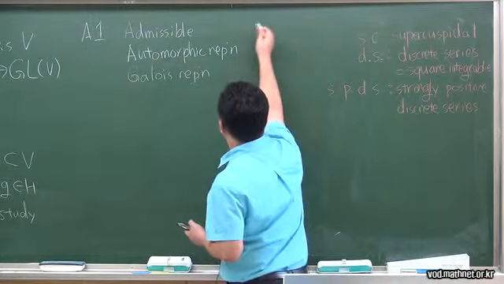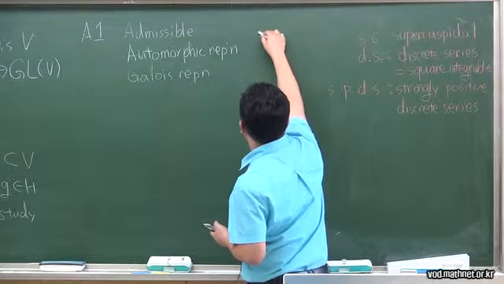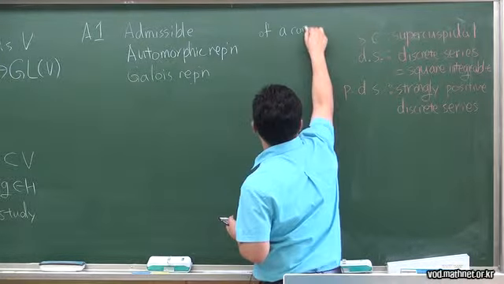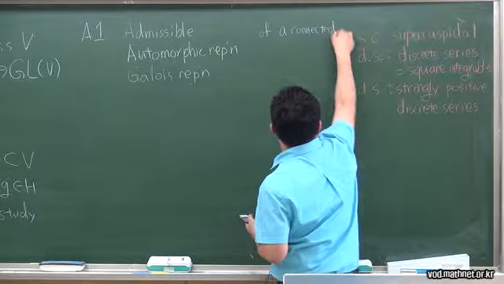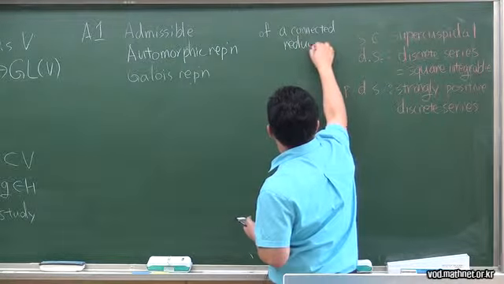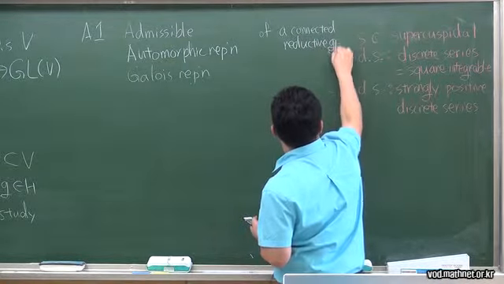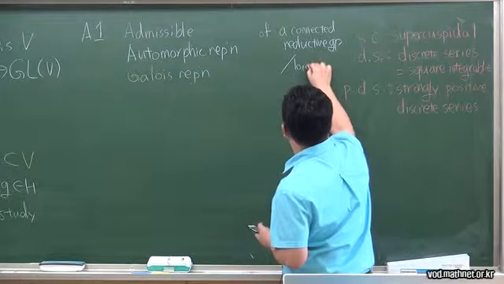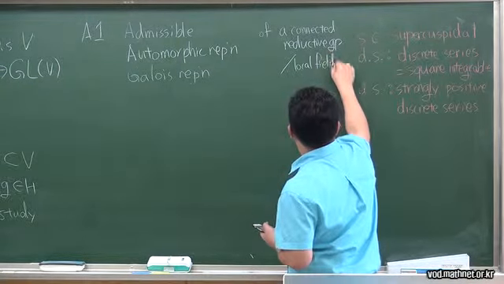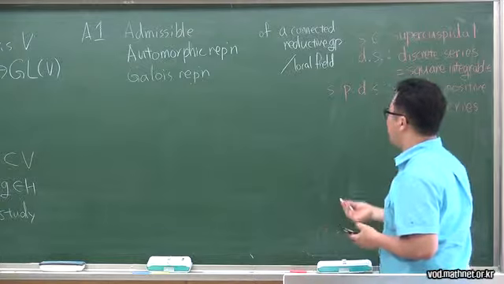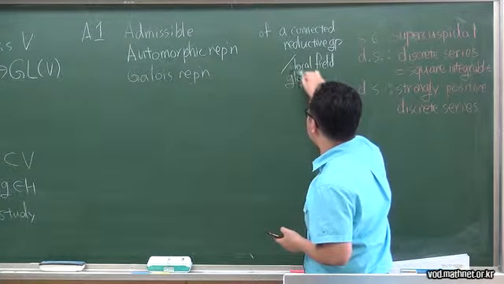So this is admissible and automorphic representations of so-called connected reductive groups over a local field of characteristic 0 or characteristic p, or a global field.